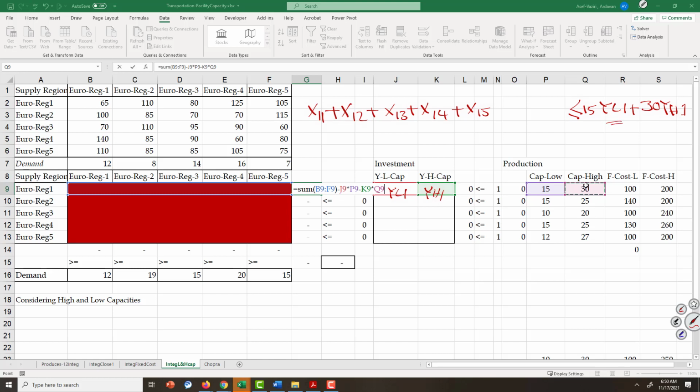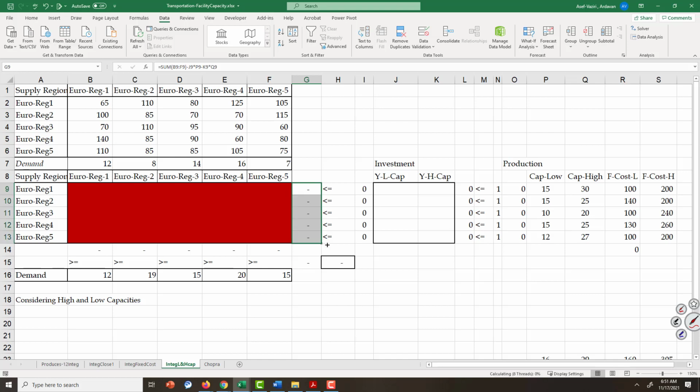Out of these two binary variables, one of them would be 0 because the plant can only operate either at high capacity or low capacity, and these are the related operational costs. And these are the transportation costs from origin 1 to all destinations, which we have already included in our objective function. So I have that one. And let's copy this one down.